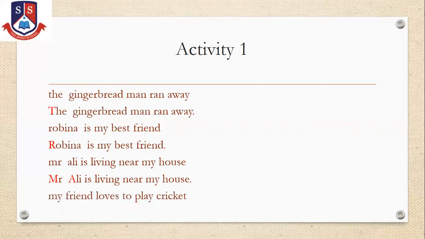My friend loves to play cricket. Yes. What are we going to do? We are going to capitalize what? Friend, loves, or play?